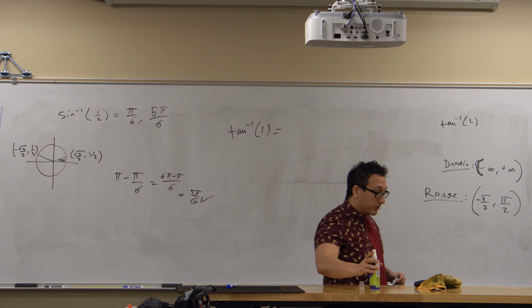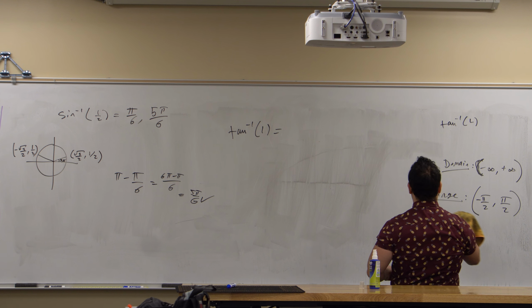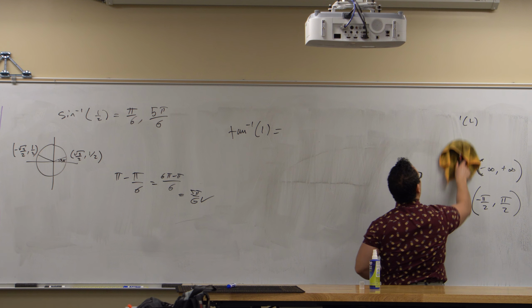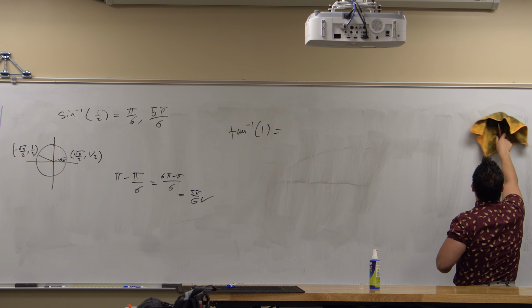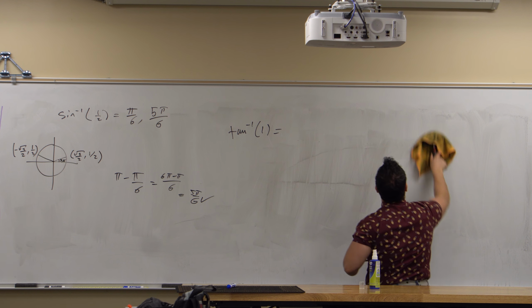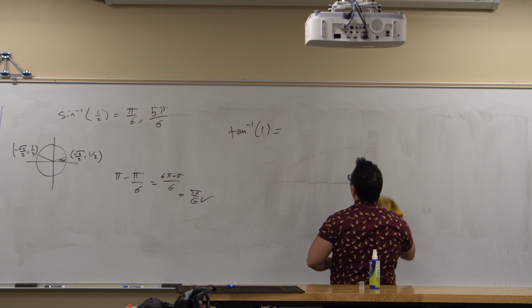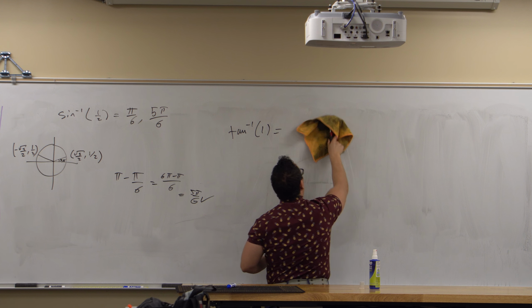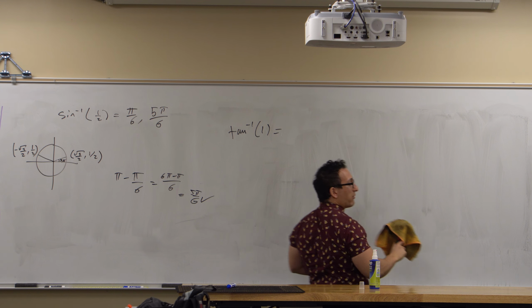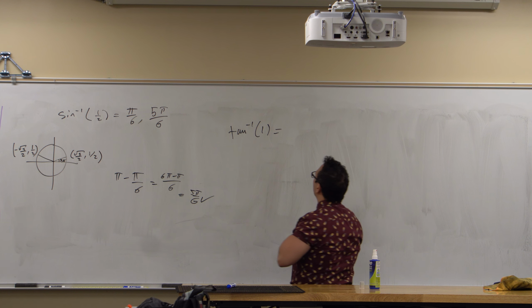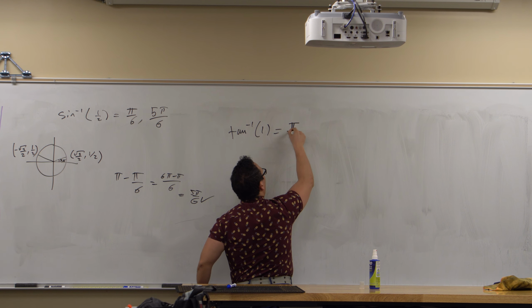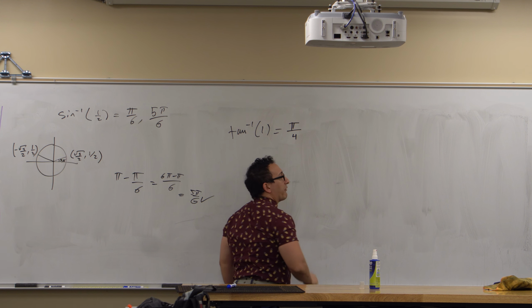That's right. I hear you all the way from home, sitting in front of your computer, or on your phone, or whatever device you're utilizing to watch this. You realize that, oh hey, actually, at pi over 4, tangent of pi over 4 equals 1, because that's when sine and cosine have the same value. So tangent inverse of 1 should be pi over 4.